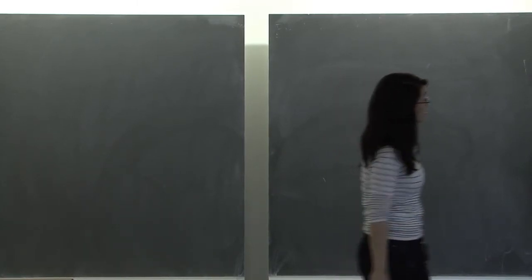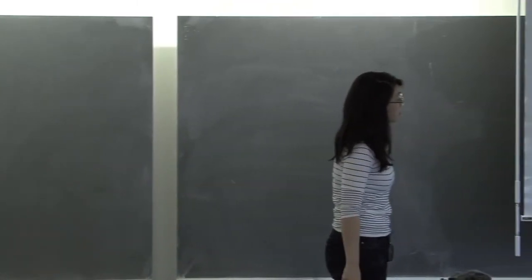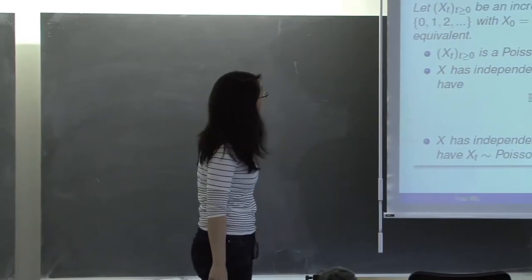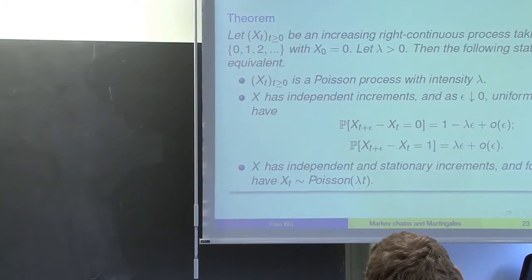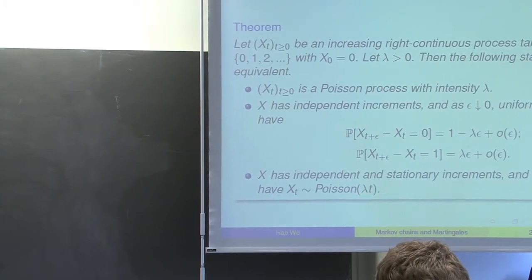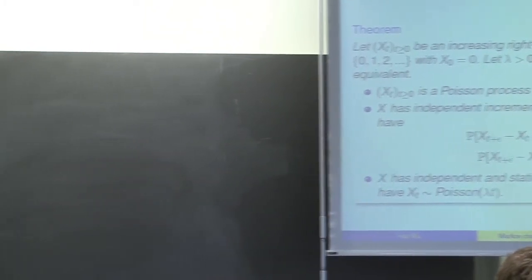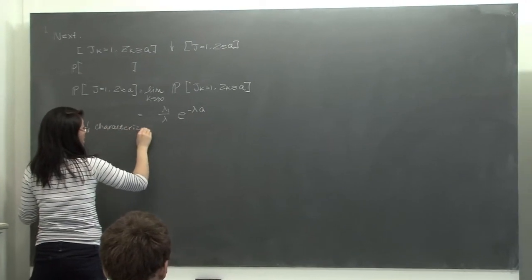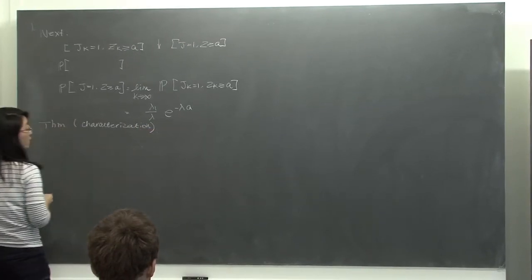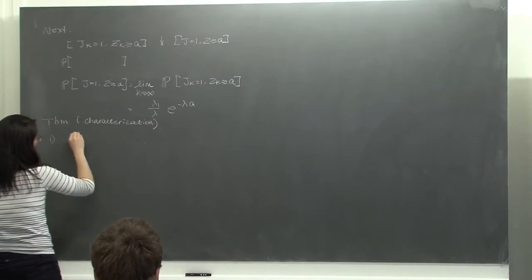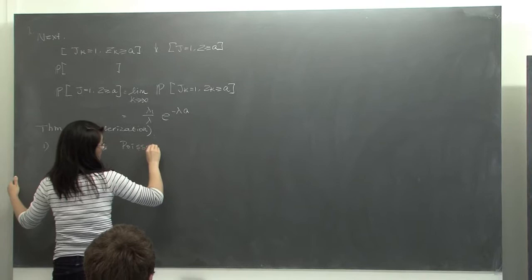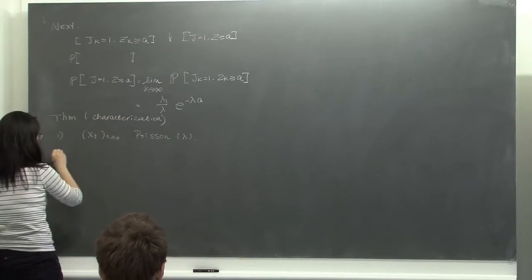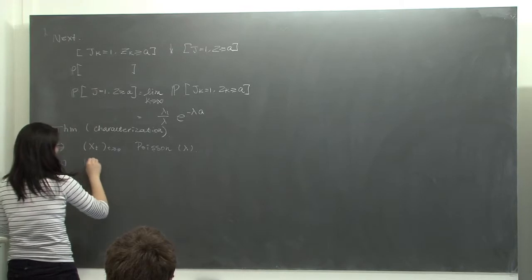And this theorem tells us, in fact, it is easier. We have a much easier way to check whether it is a Poisson process. So the conclusion is the following three statements are equivalent. The first statement is the process is a Poisson process with intensity lambda. The second, Xt has independent increments.